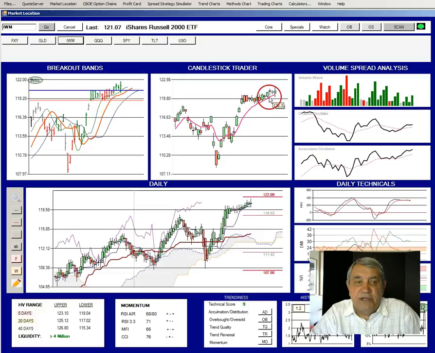The candlestick trader and the breakout bands trader indicate to be holding long IWM or the other major indexes if you have these ETFs in your portfolio. But you want to keep your stops close, maybe a 1 or even a 2-day stop. Certainly a candle sell signal below the 8-day EMA would be an indication to sell and take profits, which you should have by this time, certainly on the major indexes.